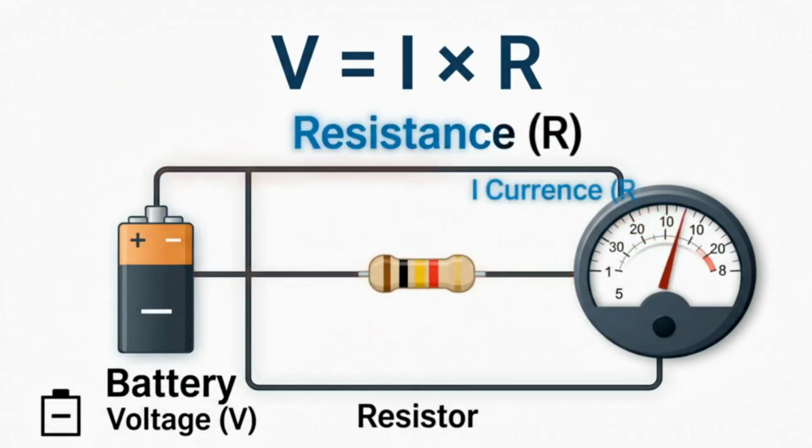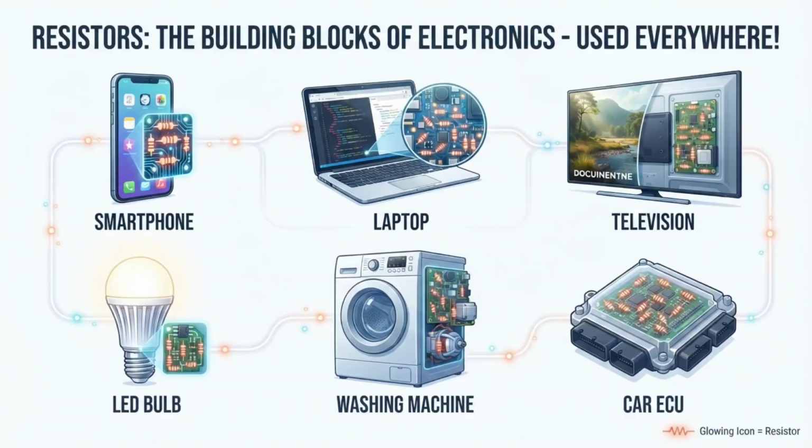Resistors are found almost everywhere. They are used in mobile phones, laptops, televisions, washing machines, air conditioners, automobiles, medical devices, industrial machines, and even satellites. In fact, a single electronic circuit board can contain hundreds or even thousands of resistors.